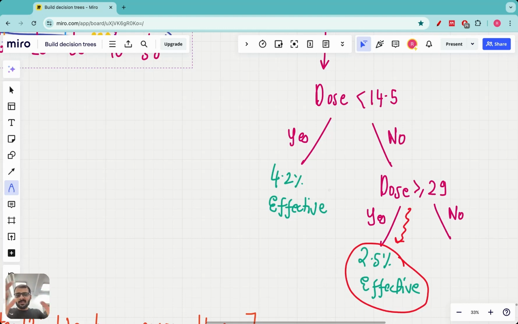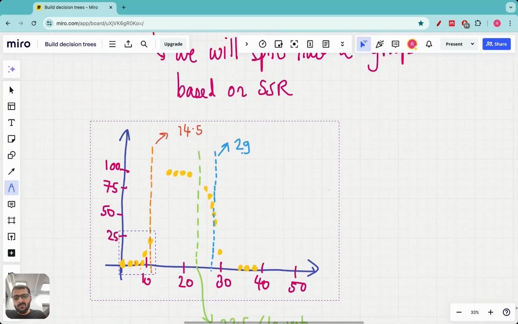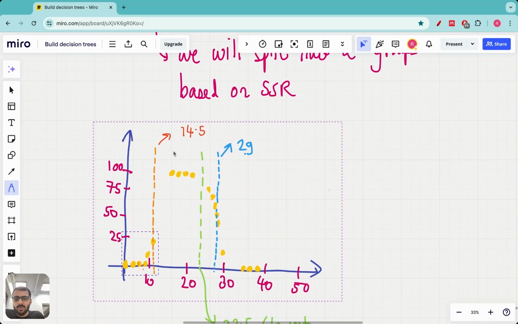Correct? So this is the stage where we have completed almost the entire decision tree, but one branch is still remaining, and that is dose is less than 29. So remember, now we are on this category, this side, which means dose greater than 14.5, but we are also here, which means dose less than 29. So this side is dose which lies between 14.5 and 29. So let's see the number of measurements between 14.5 and 29. This orange line is 14.5, and this blue line is 29.